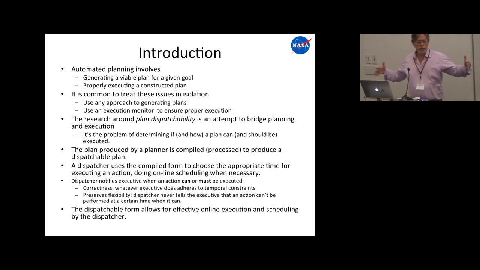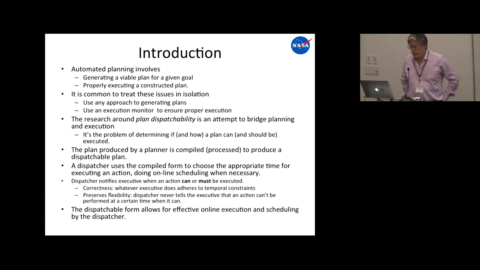Now, it's common to view, traditionally, planning and execution as isolated from one another. So you use any AI approach, A-star, or any of the PDDL planners to generate a plan, and then use an execution monitor to ensure proper execution. That's the paradigm architecture. What I'm going to talk about is research around what's called plan dispatchability. Plan dispatchability can be viewed as an attempt to bridge planning and execution, to find a link between them, and to do some of them at the same time.